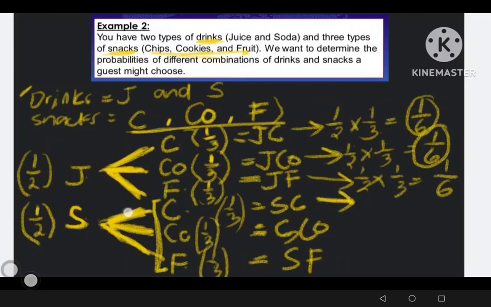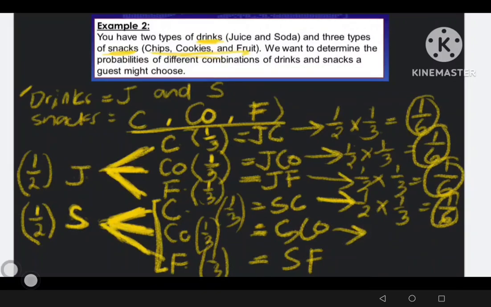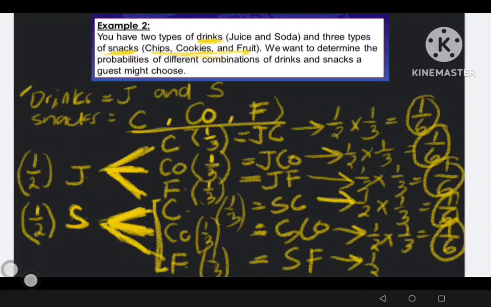Here, soda and chips. Soda is 1/2. Chips is 1/3. The same, 1/6. And then here, soda and cookies. Soda is 1/2. Cookies is 1/3. Multiply it. 1 times 1 is 1, 2 times 3 is 6. 1/6. Soda is 1/2 for fruit. Fruit is 1/3. The same, 1/6. All right. Okay, so that's the combination.